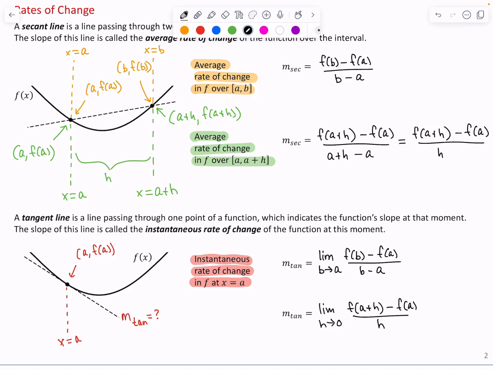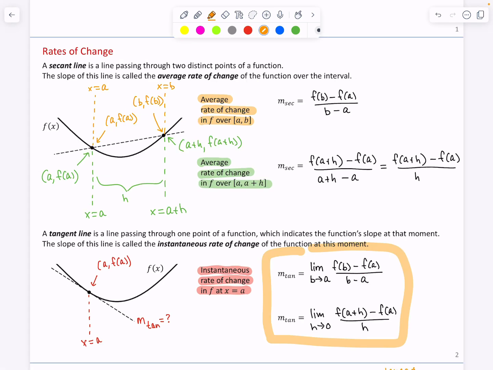Now we have to do limits here. We have to let h get closer and closer to 0. We can't let h actually take on the value 0 again, because we would have division by 0 here. Similarly, up here, we have to let b get closer and closer to a. We can't let b become a, because once it does, this difference becomes 0 and you have division by 0. Now both of these formulas give you the instantaneous rate of change of the function at x equals a.